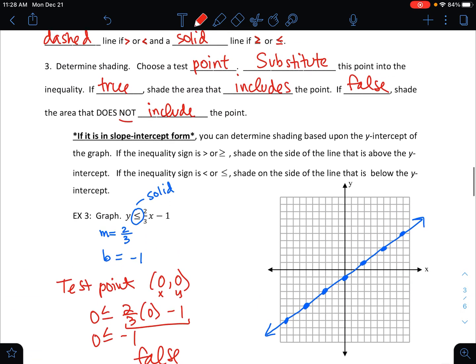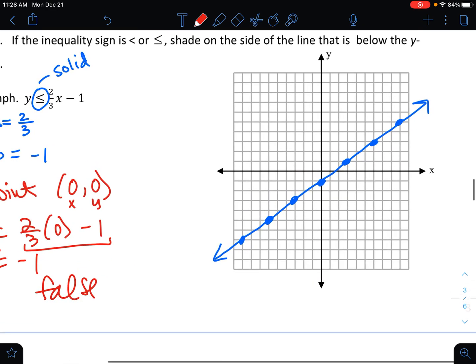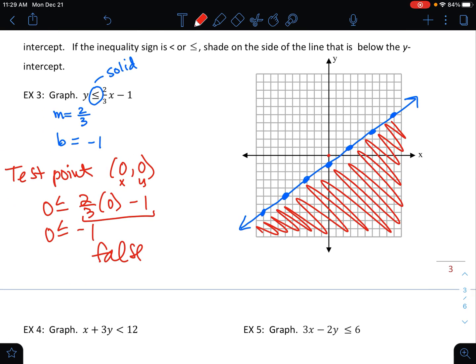So let's go back up here. I just did my test point. If it's false, we are going to shade the area that does not include the point. For right now, I'm just going to put a dot here. I don't really need it on my graph, but what I'm trying to say is the 0, 0 ordered pair is on this side of the line. Because this is false, I want to shade in the other side of the line, something like this. What that means is any ordered pair I just shaded in, if I were to plug it into the inequality, it would make a true statement. So this is my graphed solution.